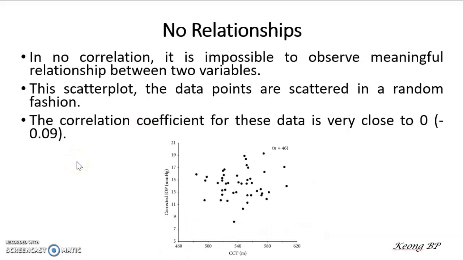The third type of scatterplot is a scatterplot that does not show correlation between the two variables. For such a scatterplot, the dots do not represent or show any relationship or any pattern at all. The dots are just scattered randomly around the graph.